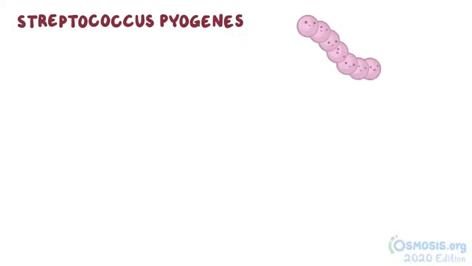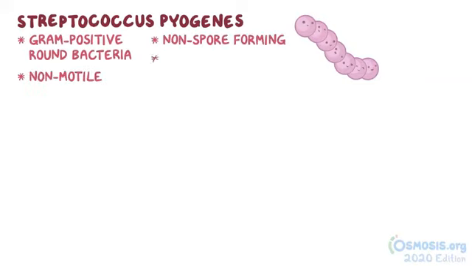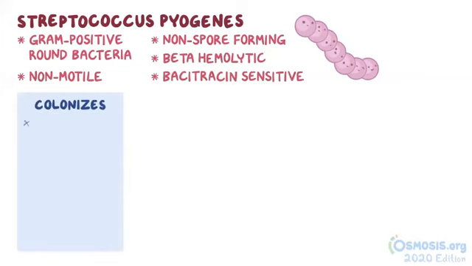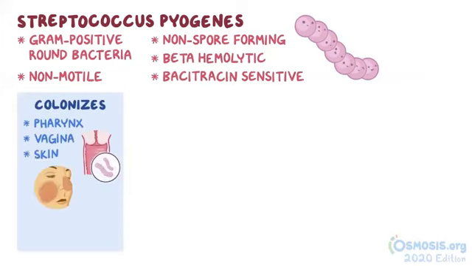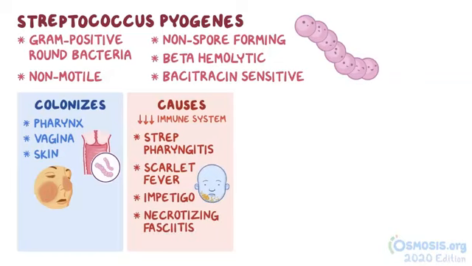Alright, as a quick recap, Streptococcus pyogenes are gram-positive bacteria that live in chains. They're non-motile, non-spore-forming, beta-hemolytic, and bacitracin sensitive. They colonize the pharynx, vagina, or the skin, where they're part of the normal flora, but in some cases they might take advantage of a weakened immune system and cause infections like strep pharyngitis, scarlet fever, impetigo, and necrotizing fasciitis.